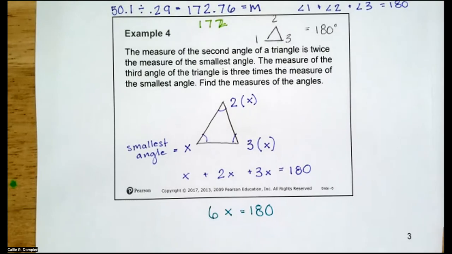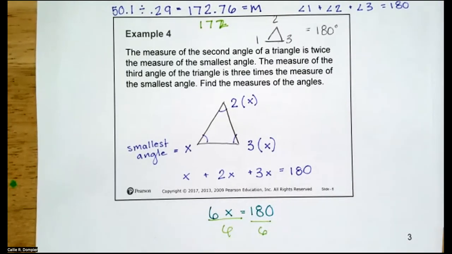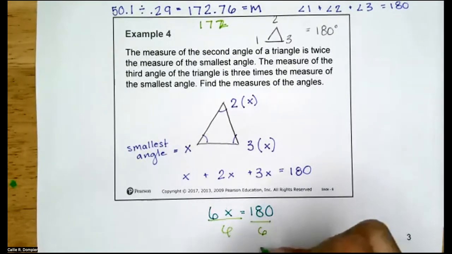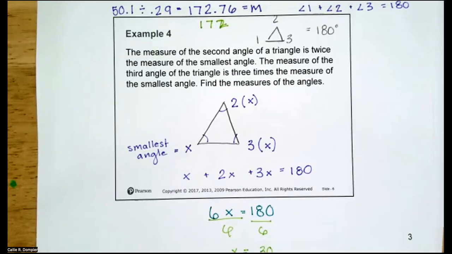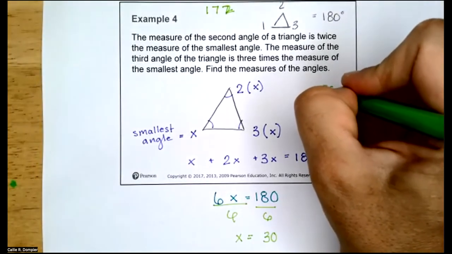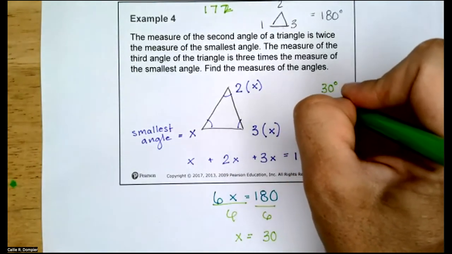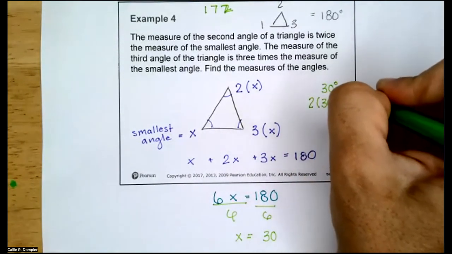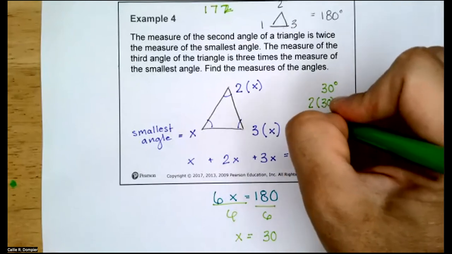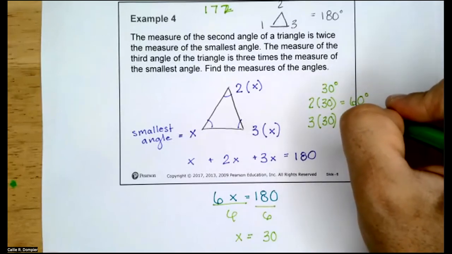Now, if I want to get what x is, I'm going to divide by 6. So I'm just solving it now. 180 divided by 6 is actually 30 because 18 divided by 6 is 3, right? And then you keep the 0. So x is 30. So our smallest angle is 30 degrees. Our second smallest angle is 2 times 30 degrees, which is 60 degrees. And then our biggest angle is 3 times 30 degrees, which is 90 degrees.